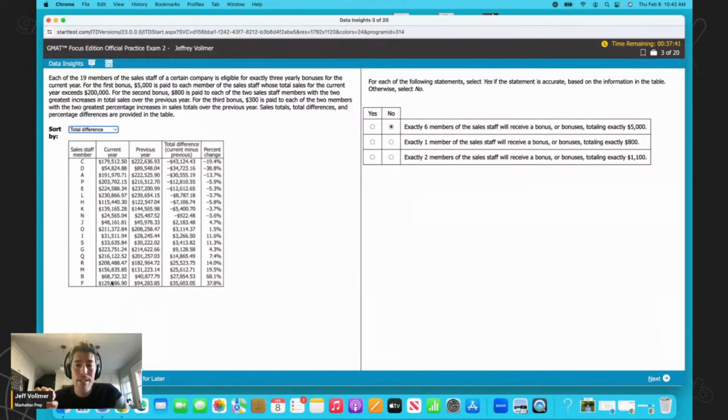But we have to check that they're not going to get another bonus. So they're not going to get the big bonus for reaching 200,000, but are they going to get one of the percent change bonuses? And it looks like they're also going to be the 2 people who get the percent change bonus, right? They're the 2 people who have the greatest change here and the greatest change here. You could just sort by that percent change. They're the same 2, B and F. And so, no, that's not true. No one's going to get an $800 bonus exactly. Take a look. Exactly 2 members will receive a total bonus of $1,100. Yeah, that means you get the $800 and the $300 bonus. Those were people B and F. We just did that one. This is going to be a yes.